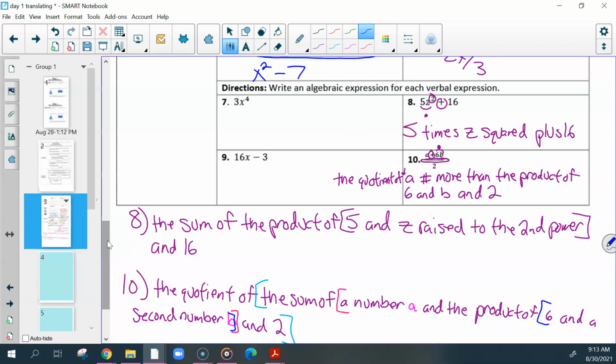Anyone want to share their number 7? The product of 3 and, now if you just said 3 times x raised to the power of 4, that's fine too.